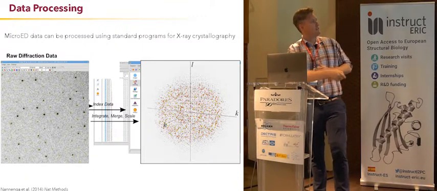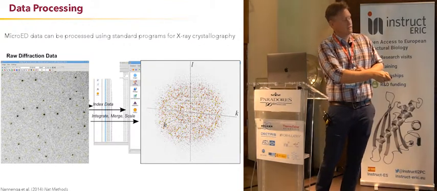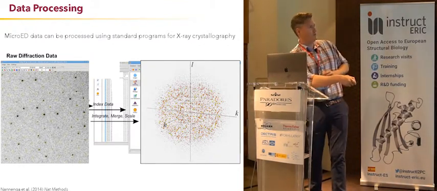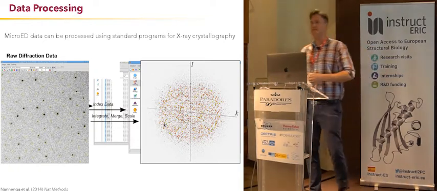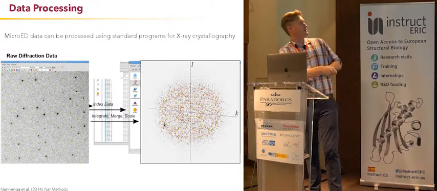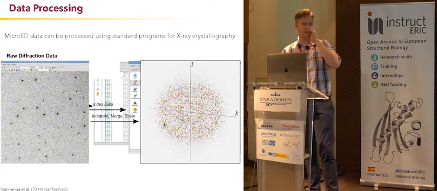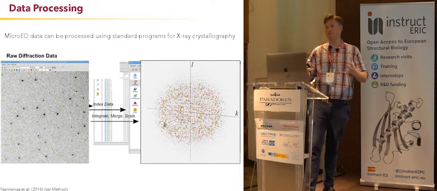It finds all the spots and indexes them. You probably can't read that, but it shows that it found 76.2, 76.2, 37 angstroms, 90 degrees, 90 degrees, 90 degrees, which is tetragonal lysozyme. You can see here the predictions of all the spots in each frame. It aligns very well, and you can integrate that into a full three-dimensional data set.